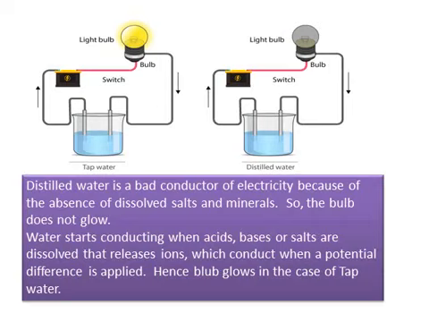Whereas in the case of distilled water, we can see the bulb remains as it is and doesn't glow at all. It means that distilled water is a poor conductor of electricity. Distilled water is a bad conductor of electricity because of the absence of dissolved salts and minerals. So the bulb does not glow.